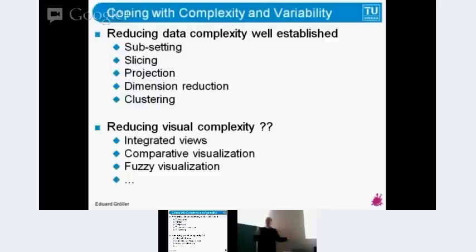This allows you to find outliers, trends, and so on. But how can we reduce the visual complexity? So this is about data complexity, which has been well researched. A lot of things are going on here. But when we are thinking about visual complexity, I will now shortly give three examples that might be interesting ideas in which direction research work in this area can go on.